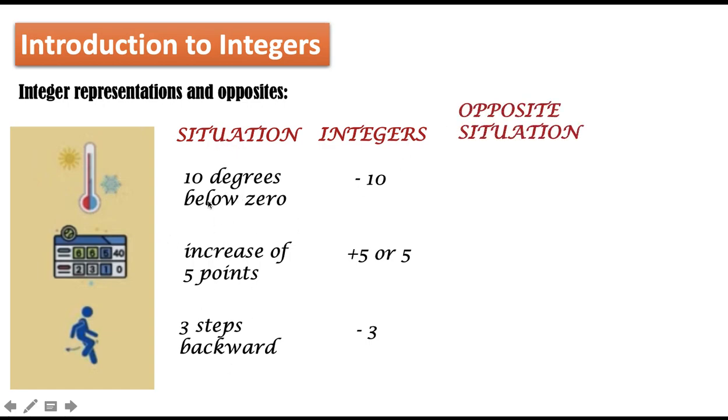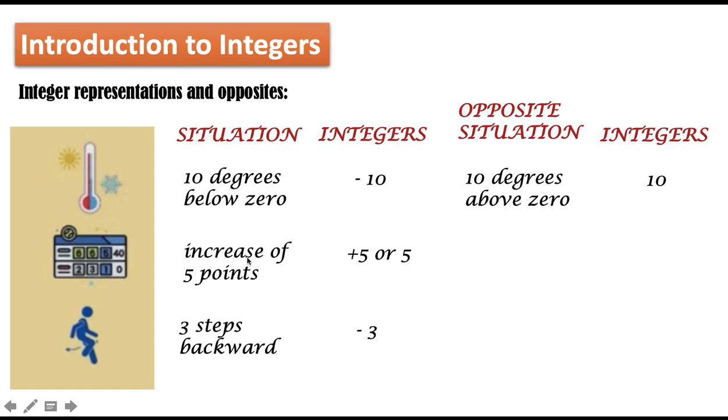So the opposite of 10 degrees below 0, the opposite of below is above. So that is 10 degrees above 0. And of course, its representation in integers is positive 10. So that's the opposite of negative 10.